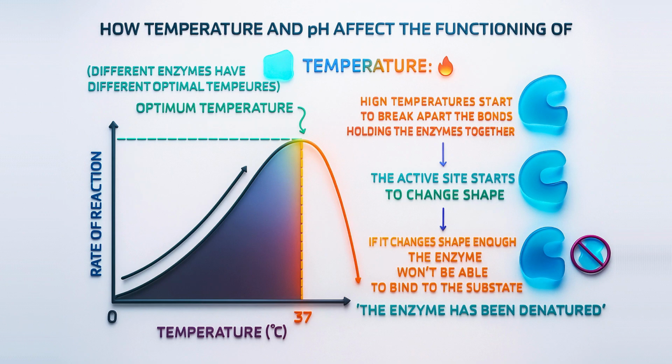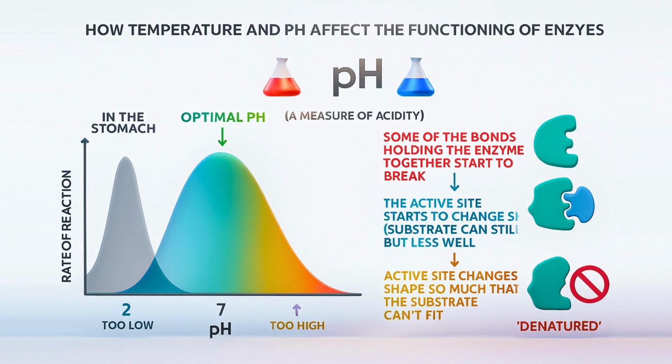If the shape of the active site alters too much, it will no longer be able to accommodate the substrate, and the enzyme becomes denatured. When denaturation occurs, the damage to the enzyme is irreversible, meaning that even if the temperature is later reduced, the enzyme will not regain its original shape or function. For the enzyme in our example, this denaturation begins at around 45 degrees Celsius. All enzymes have an optimum temperature, but that value differs depending on the type of enzyme and the organism it is found in. Now, let us consider the second important factor, which is pH.